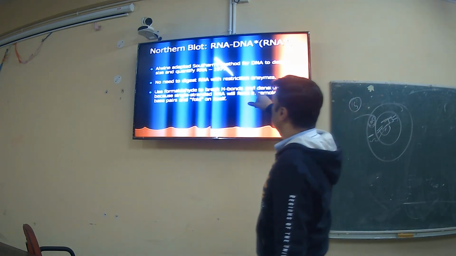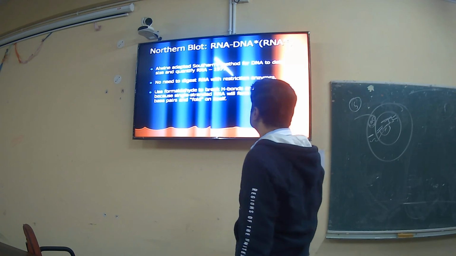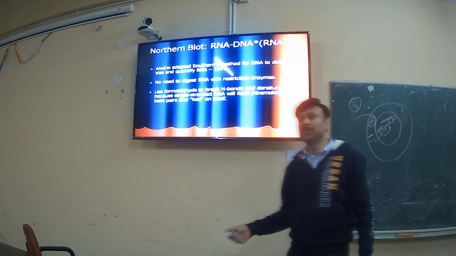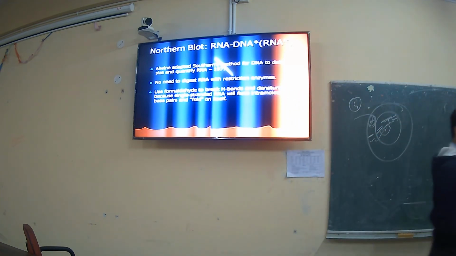That means your sequence will be RNA and your probe will be DNA. So that will be the DNA to RNA hybridization. And RNA to RNA also hybridizes in the case of Northern blot. If you don't want to go through the cDNA radioactive probe, you can also use an RNA probe. Okay, in this case.